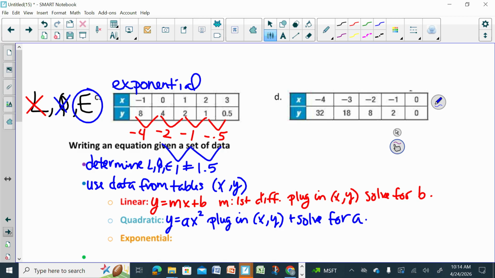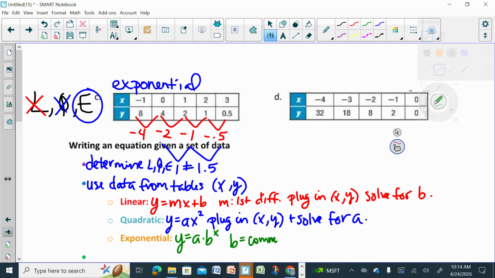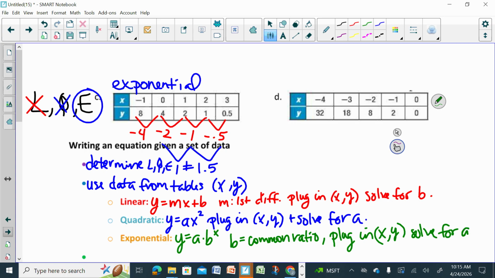And for exponential, your equations are going to look like this. They're going to be y equals a times b to the x. Your b value is equal to your common ratio. So we'll have to finish out the problem and figure out what the common ratio is by dividing. And then plug in x and y and solve for A. You'll plug in B too, but you'll plug in an ordered pair, X here, Y here, you'll plug in the B, and then you'll solve for A.